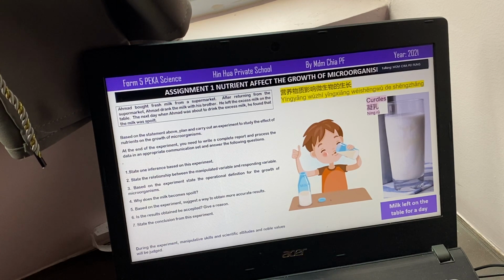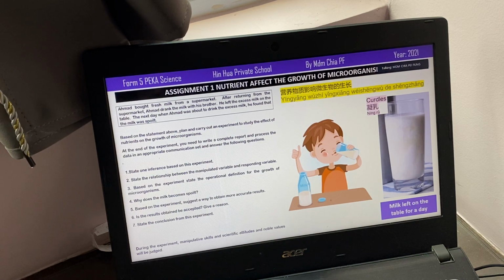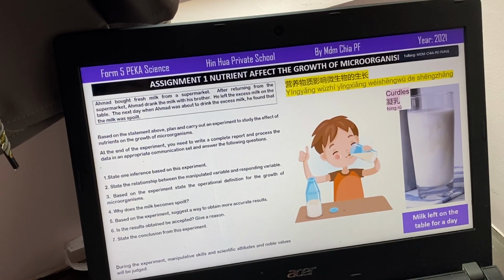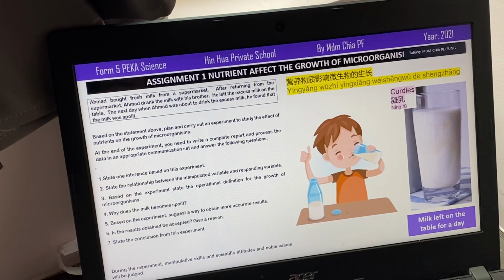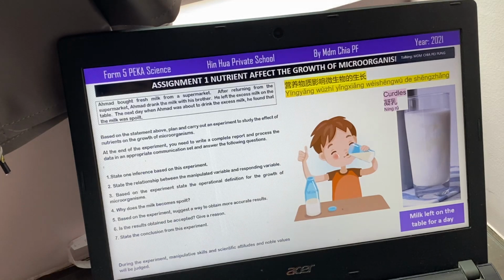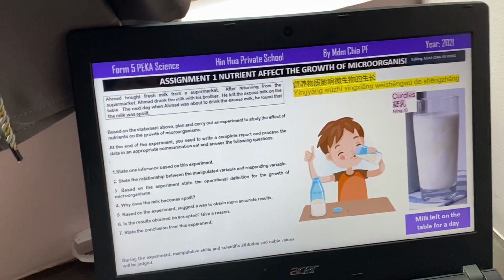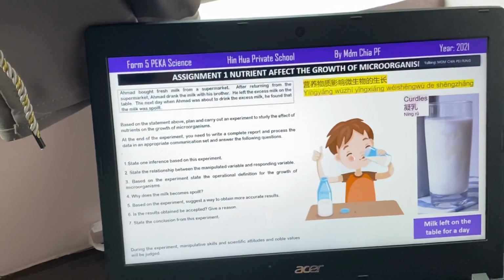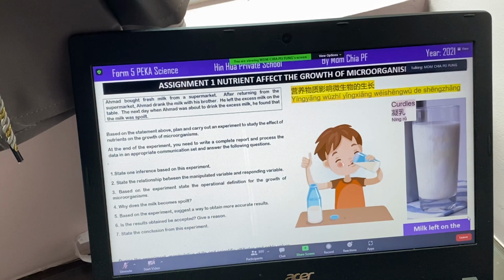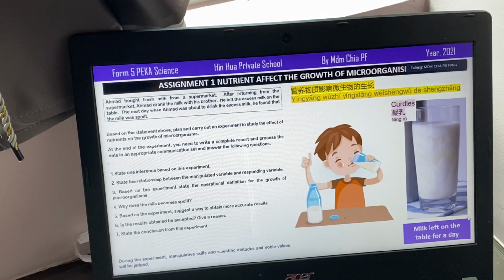So this is the assignment 1 question. Usually the students are given a question like this. Now let us read together. You can see here I have accompanied it with Chinese wording, nutrient affect the growth of microorganisms. Assignment 1, in Chinese we call 营养物质影响微生物. Microorganisms here, we are studying including 5 groups. So in this experiment, we will use a not harmful bacteria. We call it bacillus species. Later in the material you will have to write that.